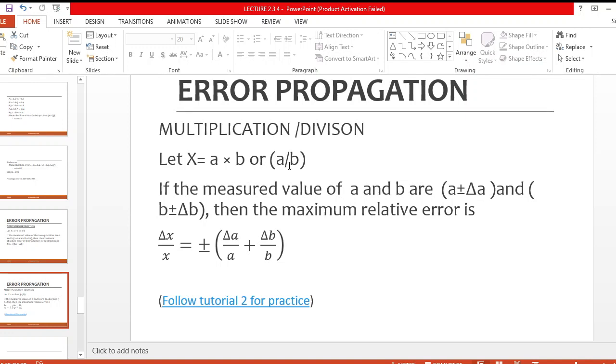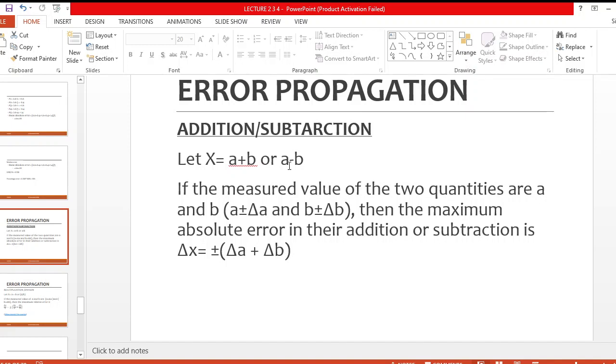Error propagation is about combination of errors. Let's suppose you are doing addition, subtraction, multiplication, or division of errors. How do we combine errors when you are adding two different quantities? And if you are multiplying different quantities, how do you combine the errors? So that's what we want to look at.